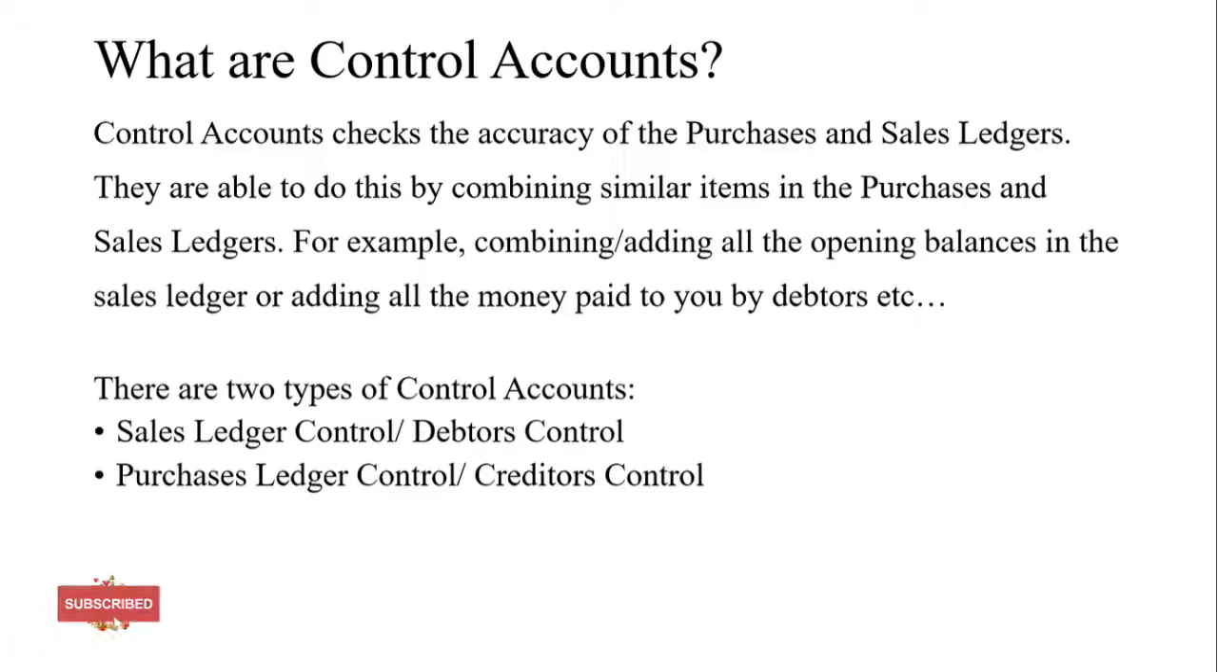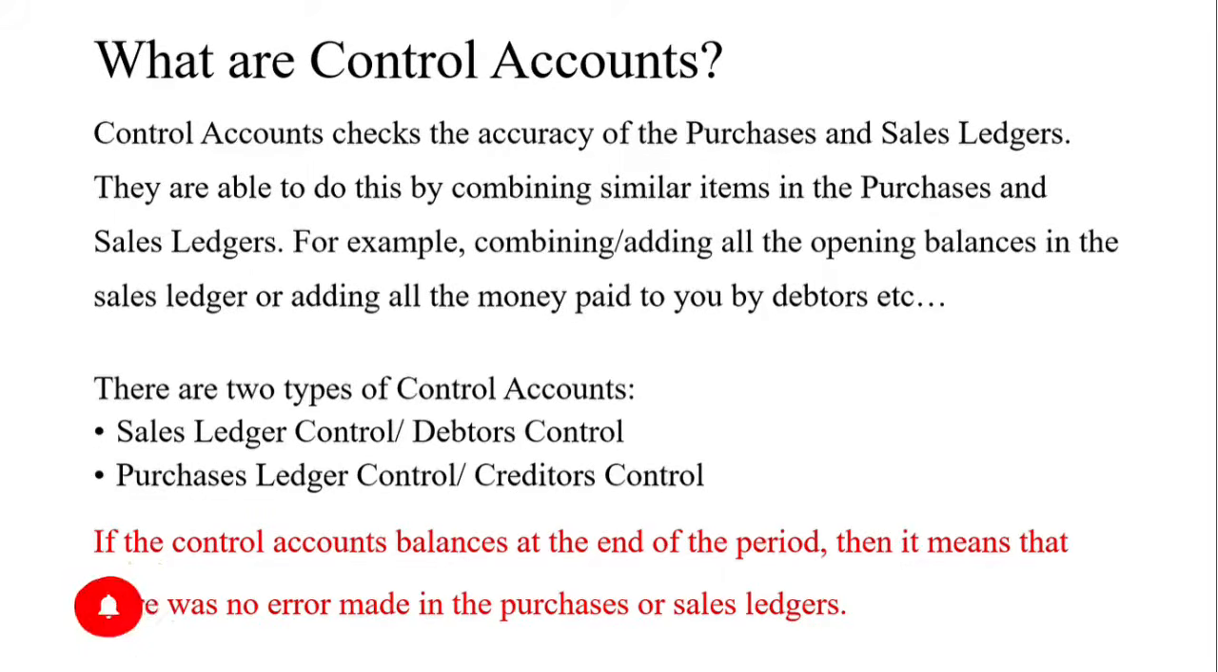Now we have two types of control accounts. We have the sales ledger control, which is also called debtors control. We also have the purchases ledger control, which is also called the creditors control. It is important to note that if the control account balances at the end of the period, then it means that there was no error made in the ledgers. So essentially, you want to get your control accounts to balance, because that would mean that there is no error in the purchases or the sales ledger.